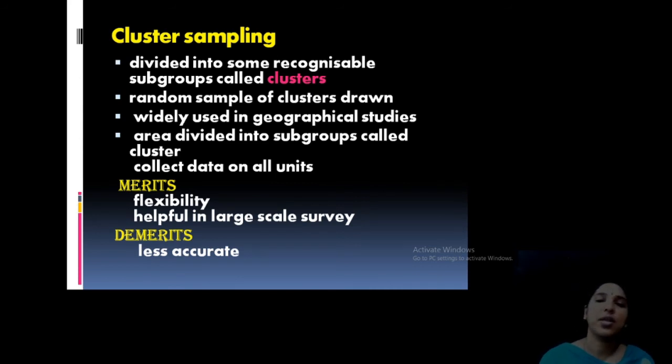What is a cluster? The population is divided into recognizable groups known as clusters. Then random sampling is done from the clusters. In geographical studies we are doing this, but don't confuse it with stratified sampling. There, we divide a heterogeneous group into homogeneous groups based on criteria. Here we are not dividing them into homogeneous groups, but only making them into some recognizable groups. That is clusters. Then from that we will draw samples.